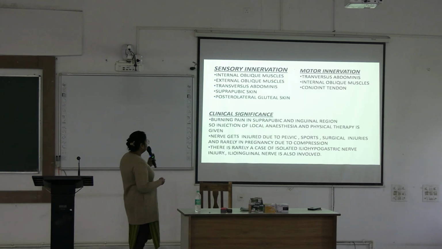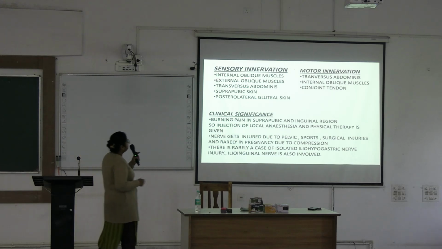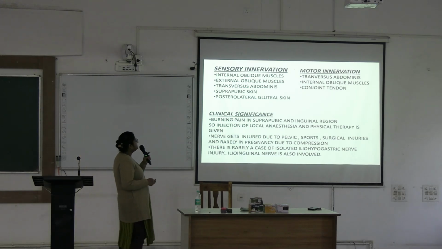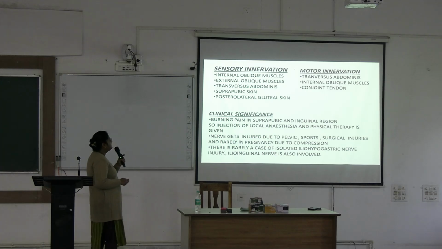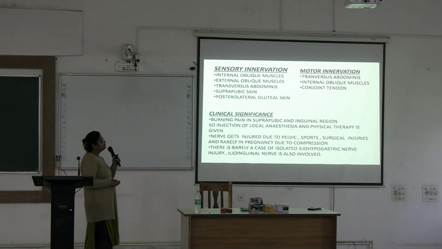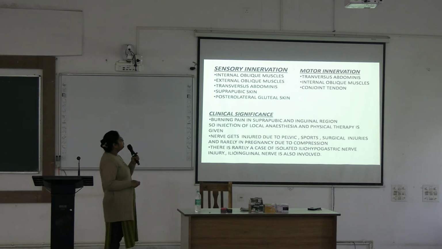These are the supplying areas. It supplies the internal oblique, external oblique, transversus abdominis, the suprapubic skin, and the posterolateral gluteal skin. These are the sensory innervation, and the motor innervation supplies these muscles: transversus abdominis, internal oblique, and the conjoint tendon. The conjoint tendon is formed by the joining of these two muscles.